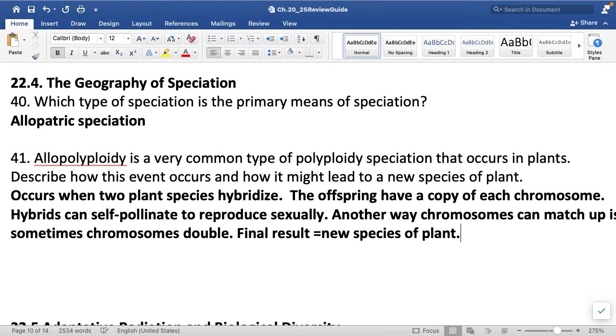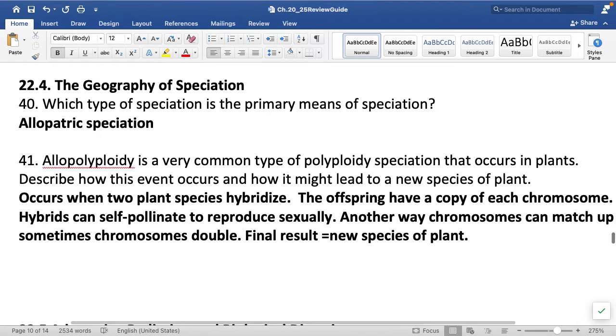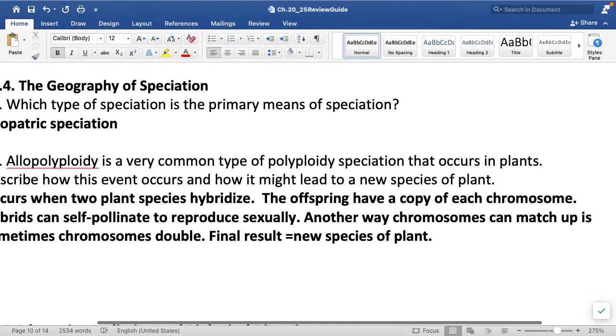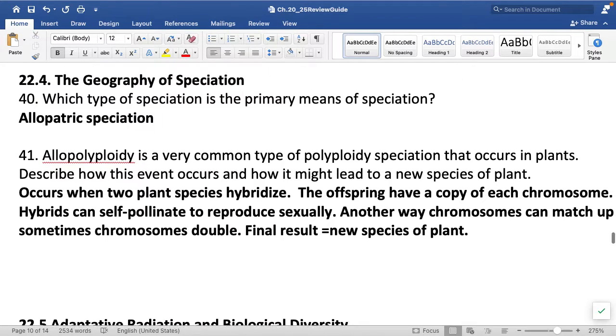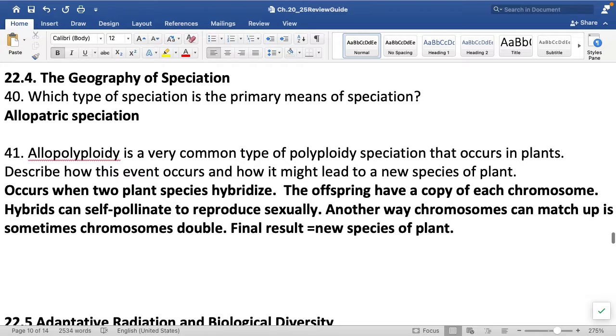Okay, so anyways, the point is you have two species, they mix their chromosomes together, and somehow those chromosome numbers have to double. Another way chromosomes can match up is sometimes chromosomes double spontaneously. Meiosis, we did not get that far.